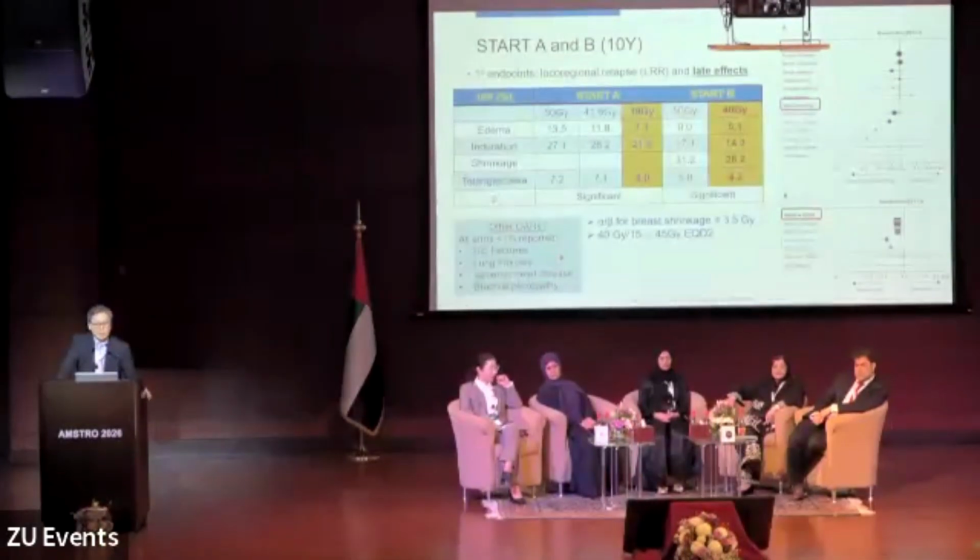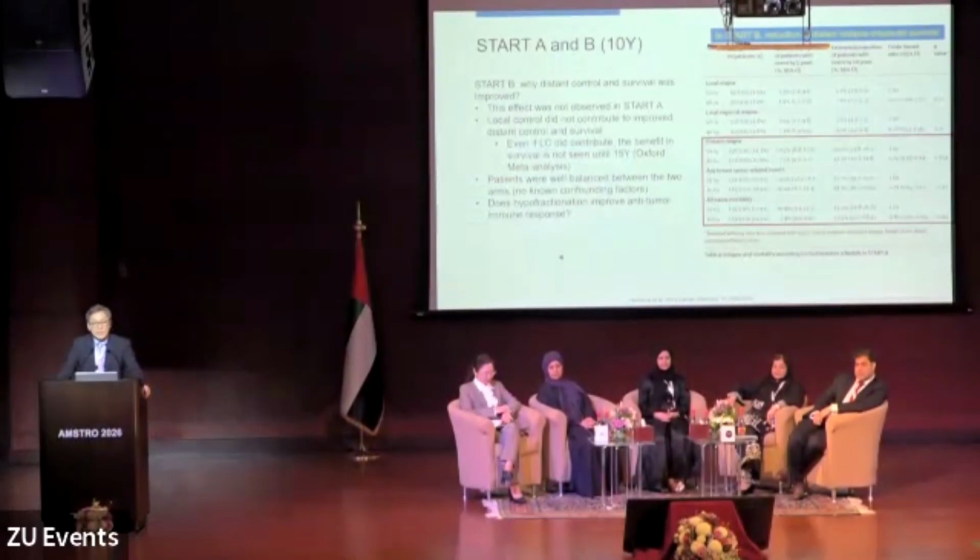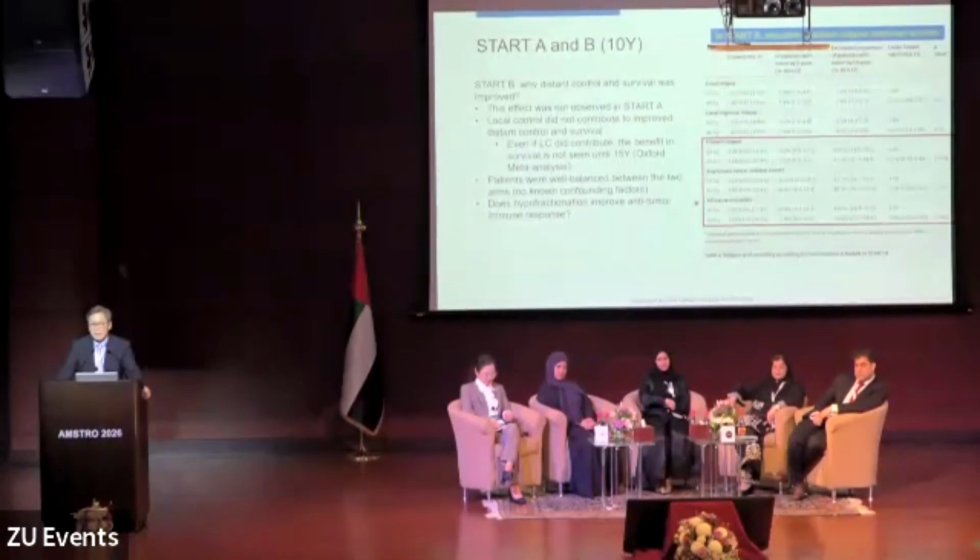How about the other organs at risk? All arms, including the standard arm, reported less than 1% of rib fractures, lung fibrosis, ischemic heart disease, and brachial plexus injury. Interestingly, when you look at START B, there was no difference between the hypofractionated arm and the conventional arm in terms of local regional relapse. There was, however, an improvement in distant relapse in the hypofractionated arm. And this was an unexpected finding, which led to improvement in any breast cancer events and overall survival.